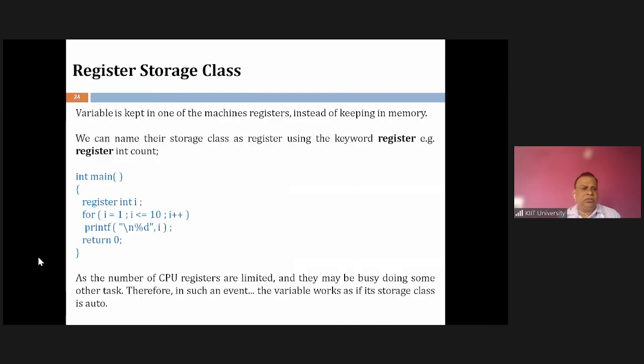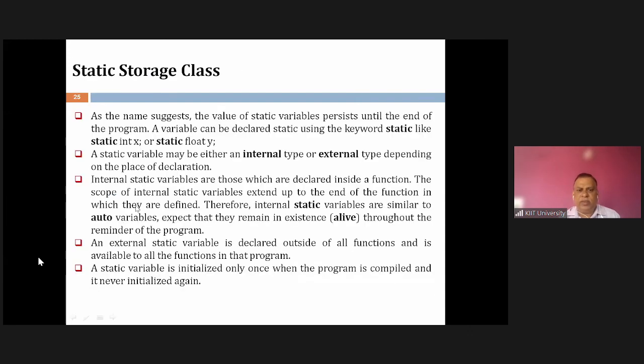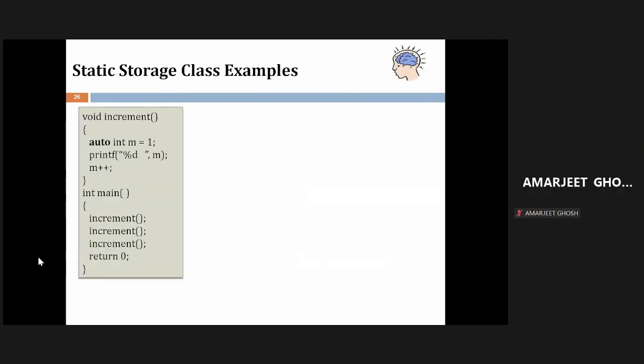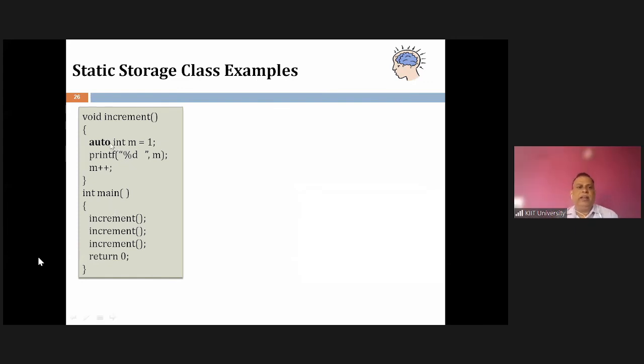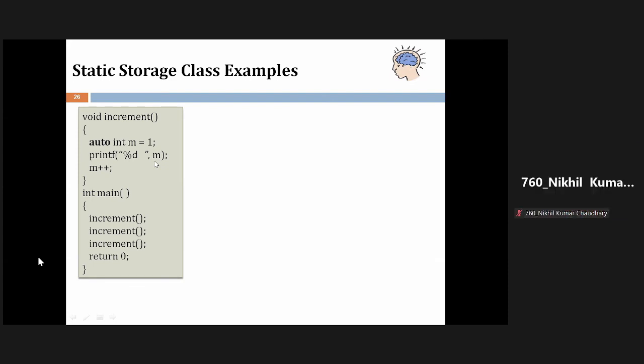As I told, register int I, the variable I will be allocated to the register variables. Storage class, come back to this. Look at the program. I declared an auto int m equal to 1. If I print, what will it print first? 1. M will be increased to 2.